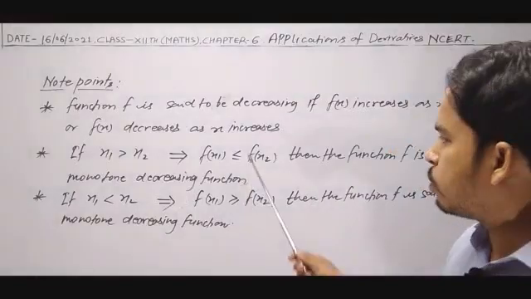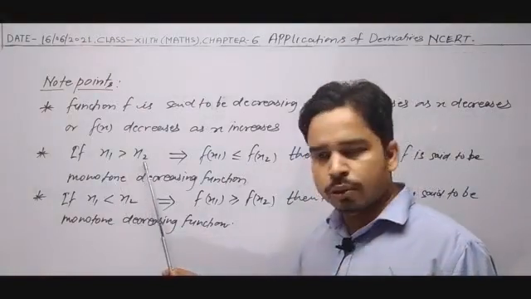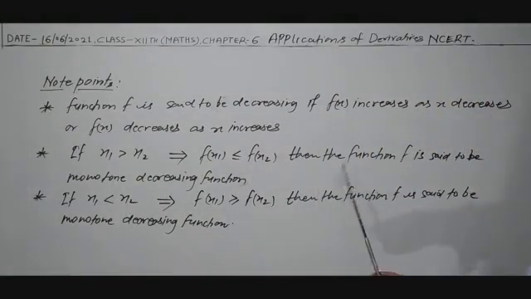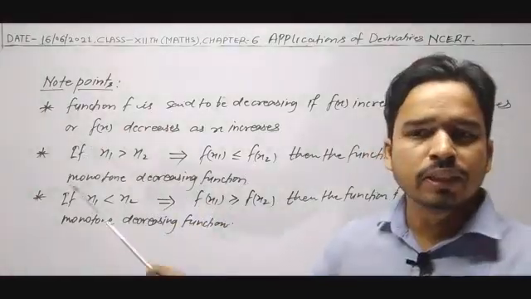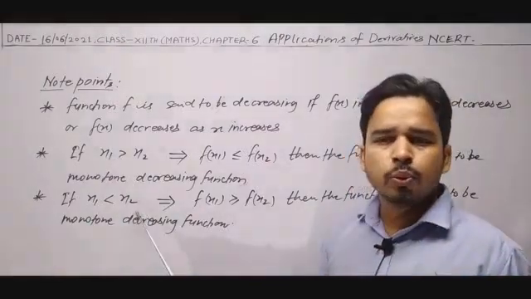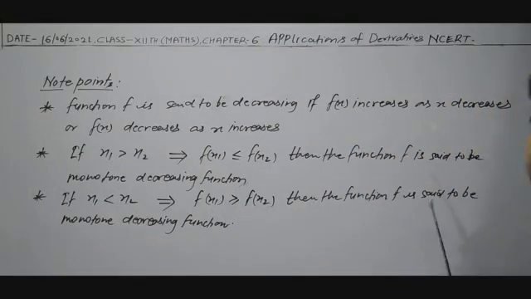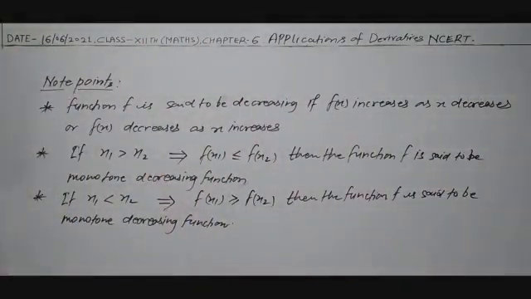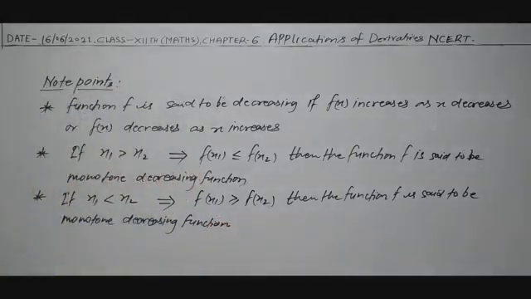Now see, what is a monotone decreasing function? There is a slight difference between decreasing function and monotone decreasing function. For x1 greater than x2, if you get f of x1 less than or equal to f of x2, then the function is said to be monotone decreasing. Similarly, for x1 less than x2, if f of x1 is greater than or equal to f of x2, then the function f is monotone decreasing. So monotone increasing and monotone decreasing functions I have completed in these topics.